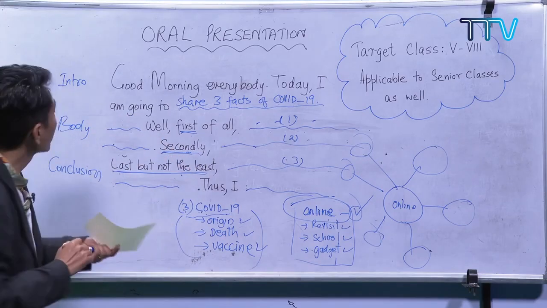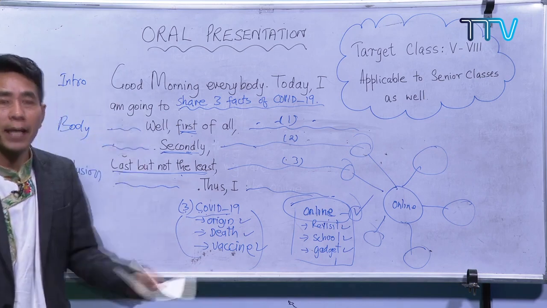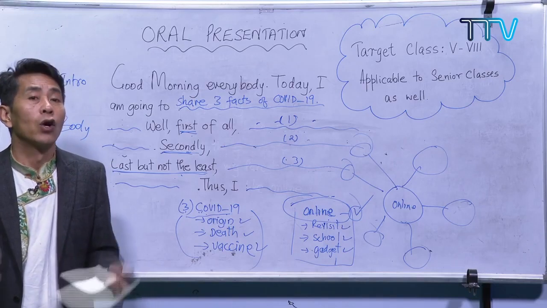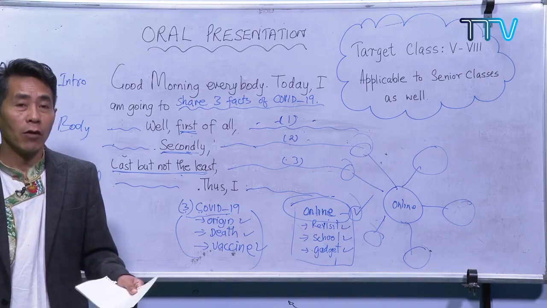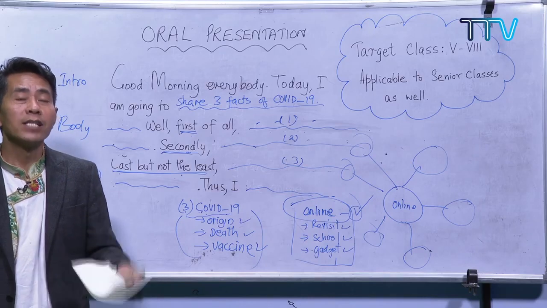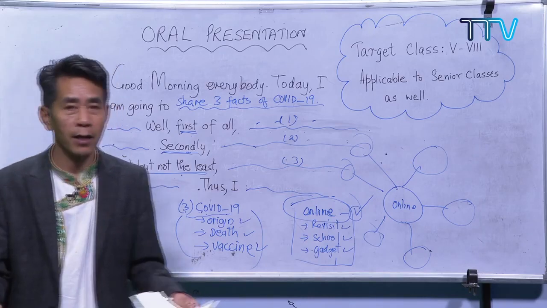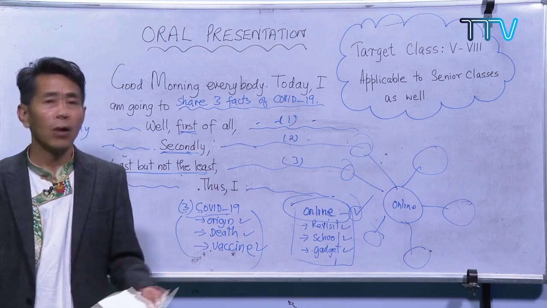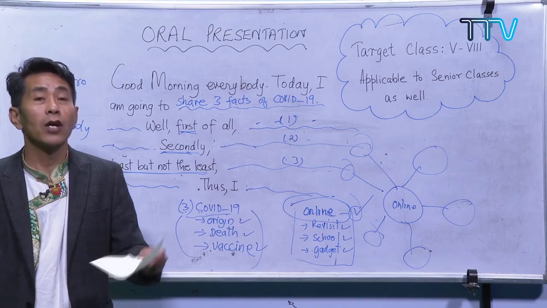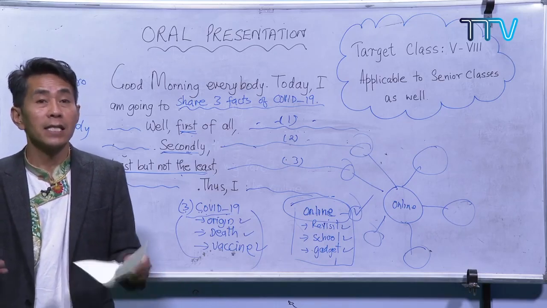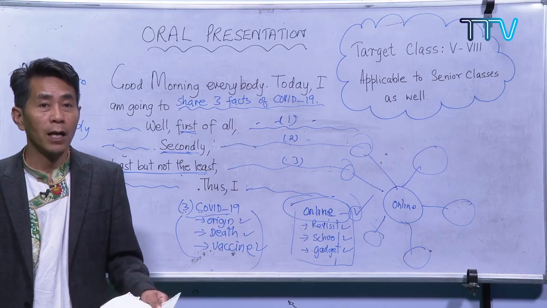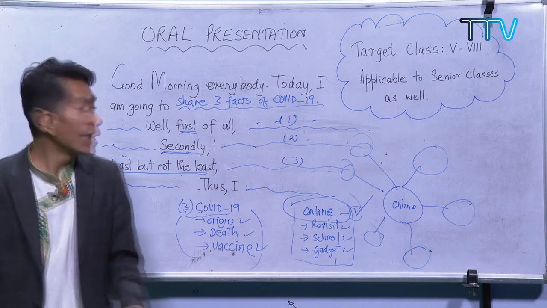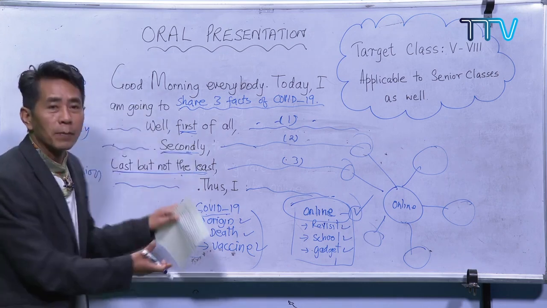Did you understand? For example, good morning everybody. Today I'm going to tell 3 important facts about COVID-19. First of all, this COVID-19 originated from Wuhan, China. Secondly, this disease has killed thousands of people all over the world. Last but not the least, this disease does not have any vaccine so far. So these are the 3 important facts about COVID-19. So that is a very short, crispy presentation.